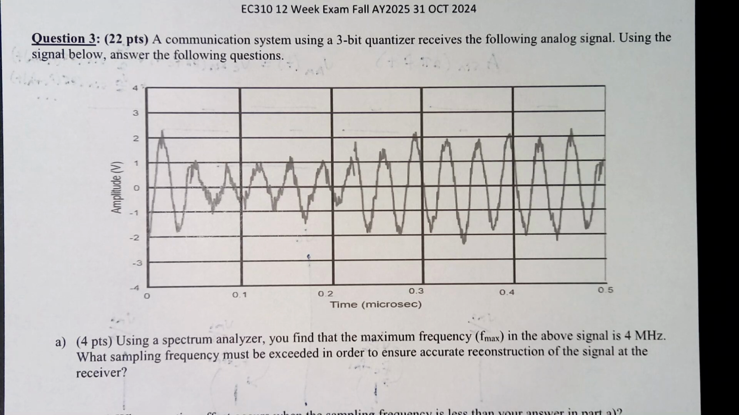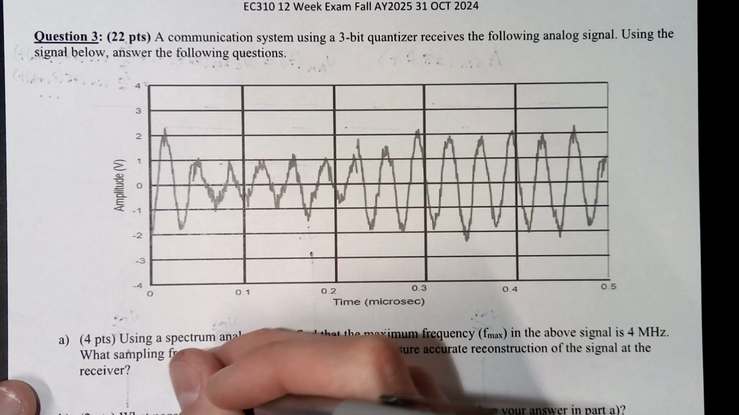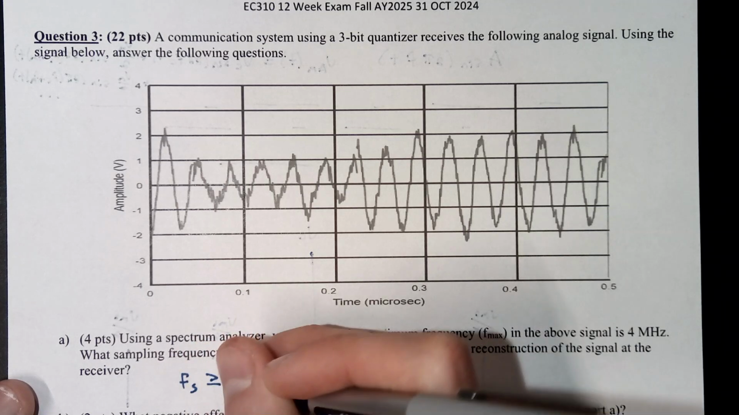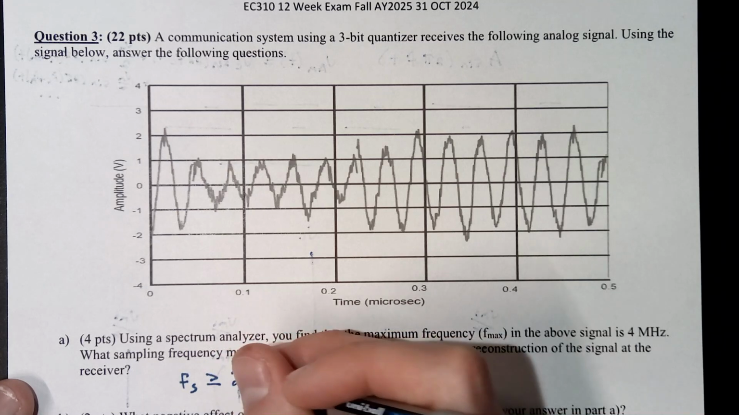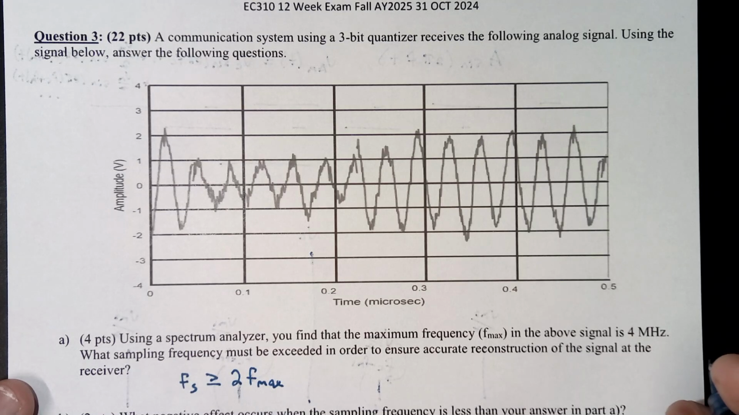Okay, on to question 3, which is on analog to digital conversion. Part A says, using a spectrum analyzer, you find that the maximum frequency f max in the signal above is 4 megahertz. What is the sampling frequency that must be exceeded in order to ensure accurate reconstruction of the signal at the receiver? This should lead you to the Nyquist rate equation, which is f s, the sampling frequency, must be greater than, or equal to, 2 f max of the signal.